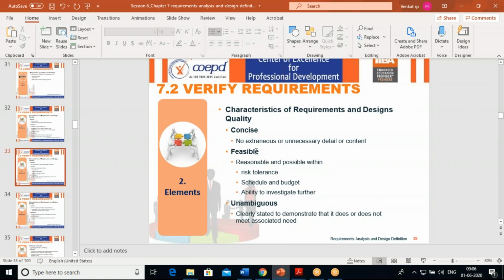And then concise. Concise means there are no extra or unnecessary details. It should be apt. What is required only you should model, and what is not required you don't model. And feasible. Feasible means your requirements or designs are reasonable and possible within the risk tolerance, schedule and budget. It should go ahead with that, with the ability to investigate further. From there, you should have leads to go beyond it. So we have to look into the feasible part of it.